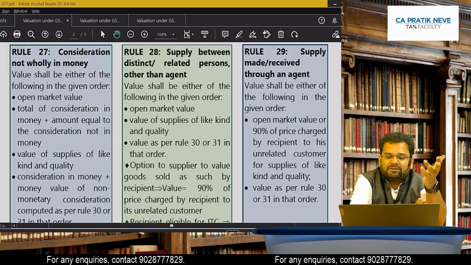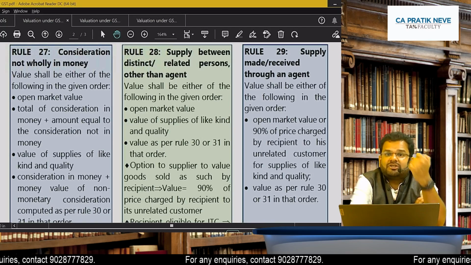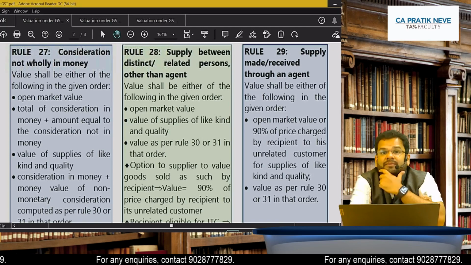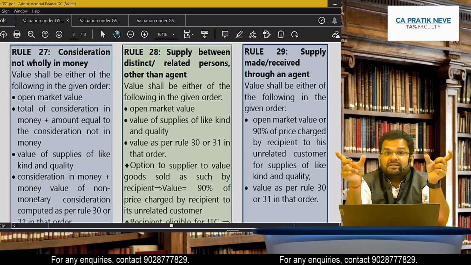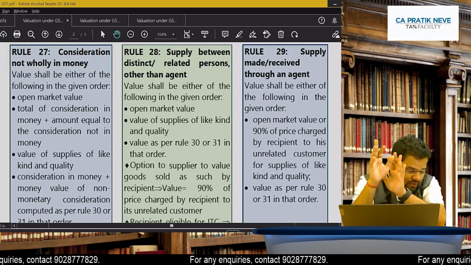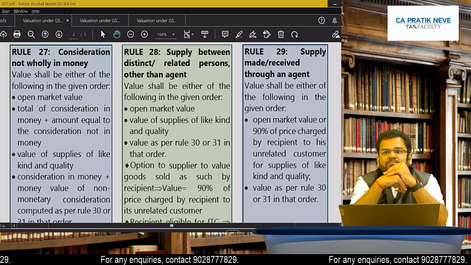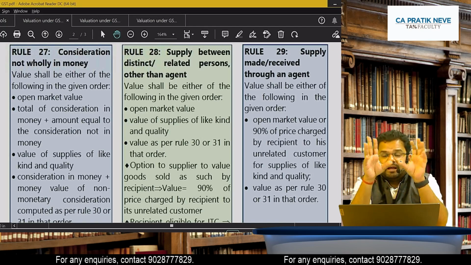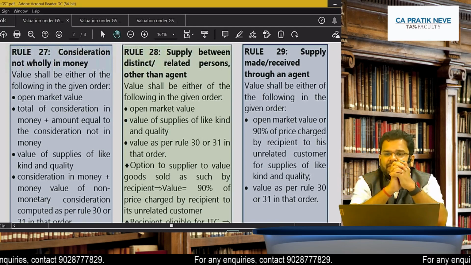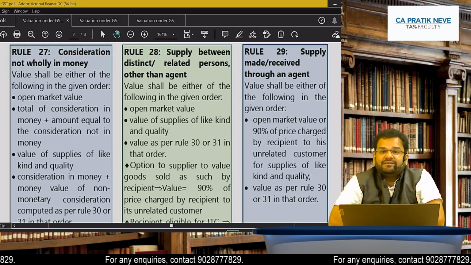Do you understand distinct persons? Distinct person means head office sending goods to branch, one branch sending goods to another branch. Distinct means different. Even if they have the same PAN, but they are in different states and have different GST numbers, they are called distinct persons, right? So when a transaction happens between them, it is chargeable to GST. Agreed?